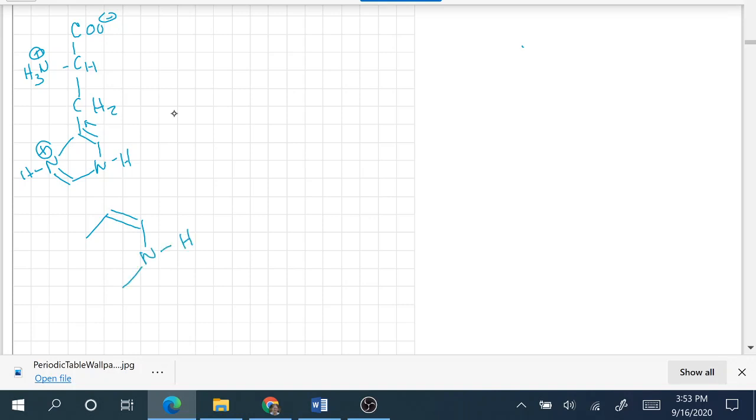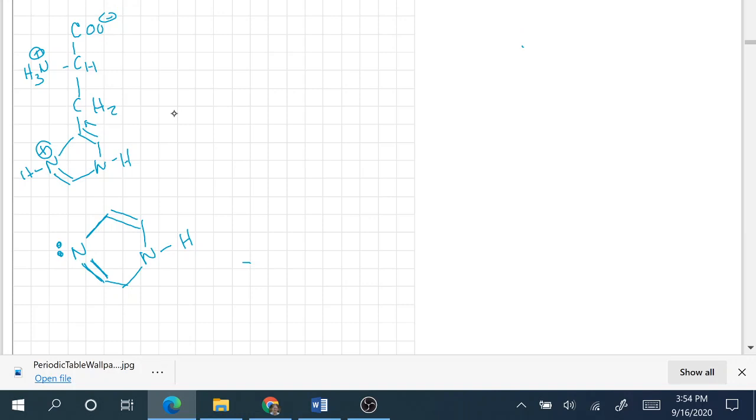Remember that nitrogen has, in its neutral state, 3 bonds and a lone pair. Let's look at this nitrogen on the left over here. This nitrogen is double bonded to this carbon next door, and single bonded to the carbon above it. So it has 3 bonds. That means it has a lone pair sticking out.